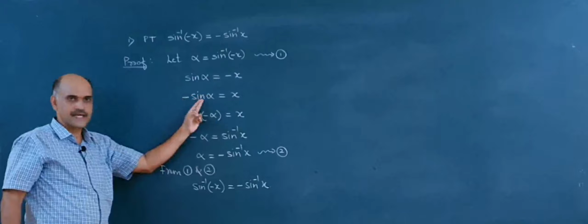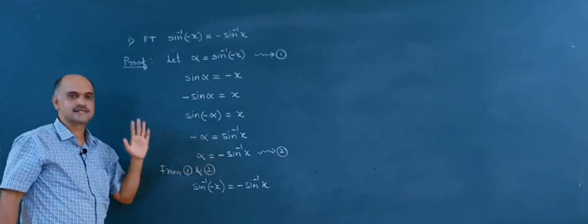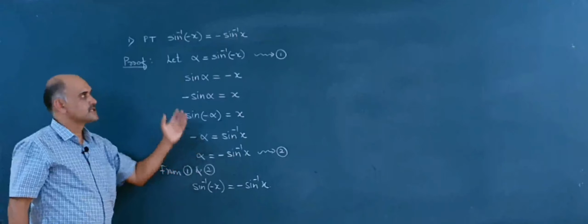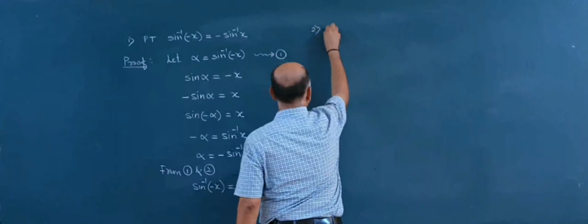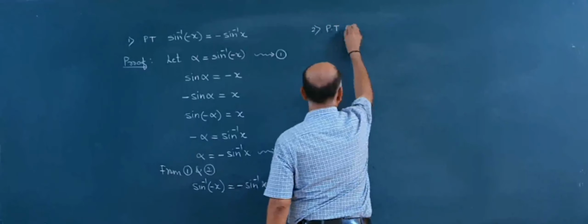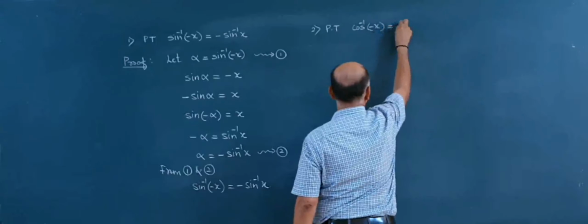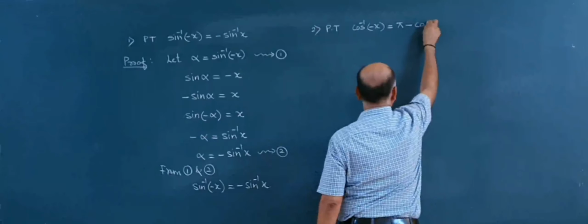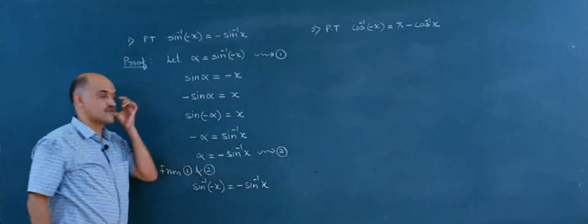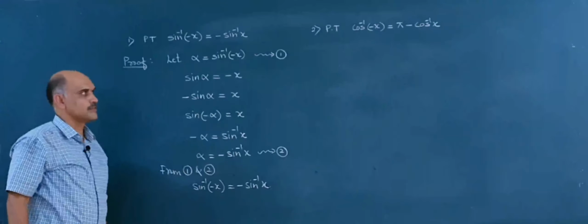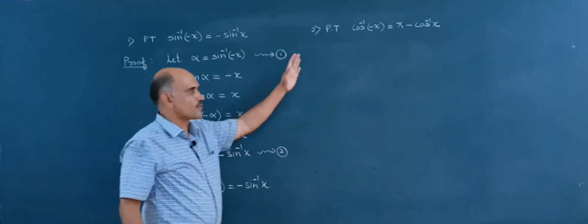So minus sine alpha is written as sine of minus alpha, and then again simplifying. Okay. So next, second one we will see. Second one, prove that cos inverse of minus x is equal to pi minus cos inverse x. This is an important formula.